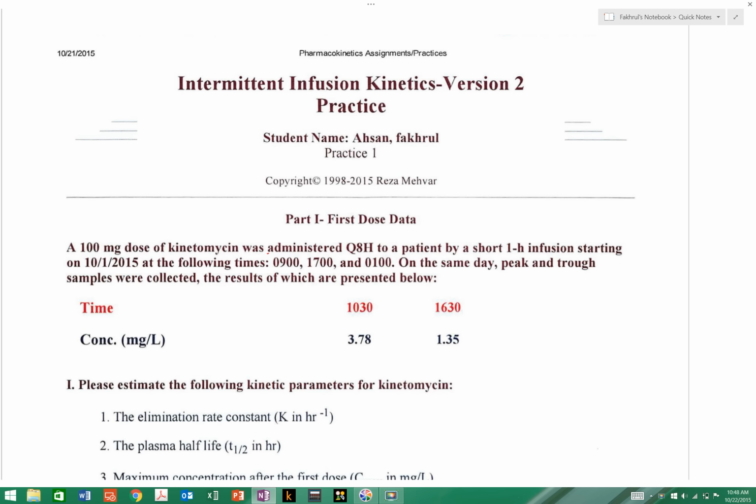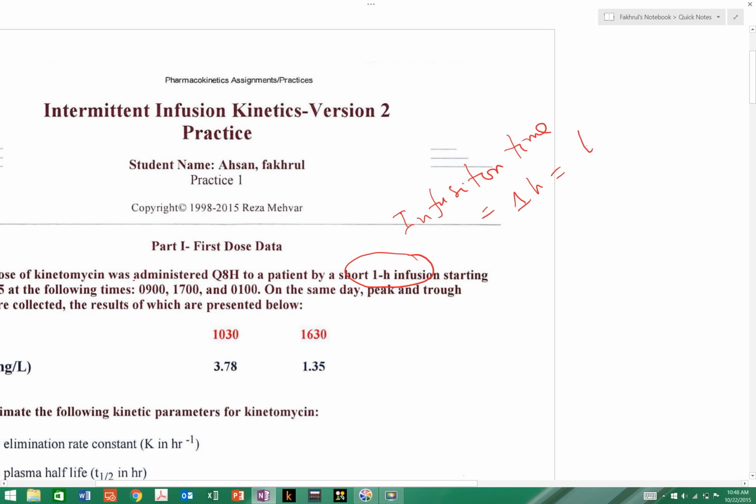As I have mentioned, first thing you have to carefully read the question. Here in this case, the question asks you that you are administering drug for a short 1 hour infusion. So you have to remember that infusion time is equal to 1 hour, and it is called TINF. It is not T infinity. It is infusion.